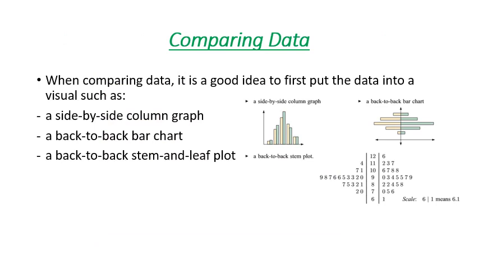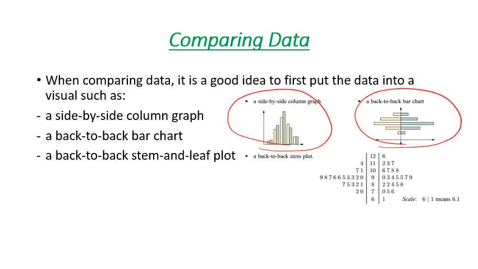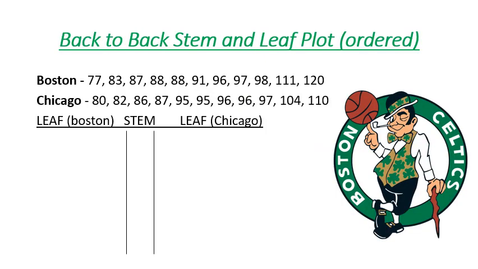When we're looking at comparing data, it's a good idea to put the data into a visual before you start trying to calculate any statistics from it. A couple of examples are our side-to-side column graph, this one here, or a back-to-back bar graph. The one that I really like, which gives us a bit more of an idea, is the back-to-back stem and leaf plot. Now we're just going to go through how to construct one.